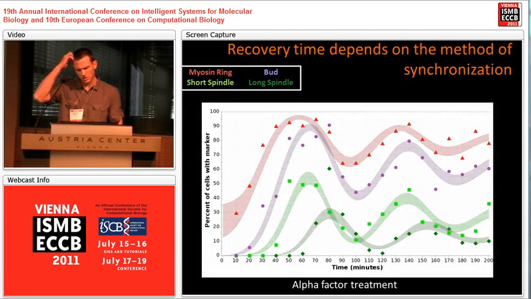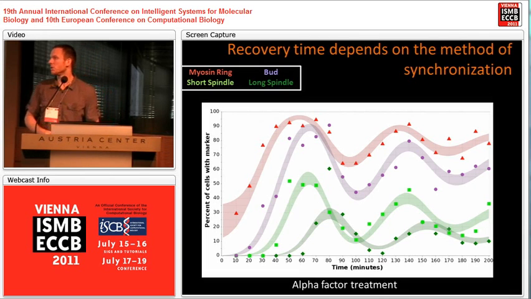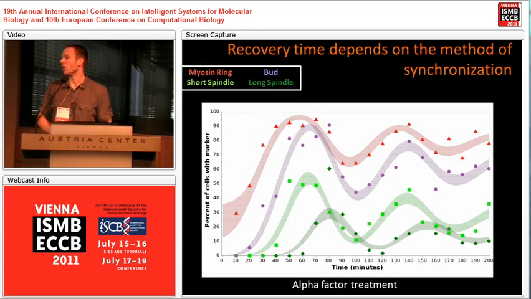So here's a few results. Some highlights from what we found. And I should point out that all the graphs you're going to see like this are actually generated from our really full-featured software that is a companion to the paper. So what you're seeing here, the red points are the myosin ring data observations. The purple circles are budding observations. The light green squares are the short spindle. Dark green diamonds are long spindle. And these curves you're seeing are actually 95% posterior confidence intervals bounding our observations.